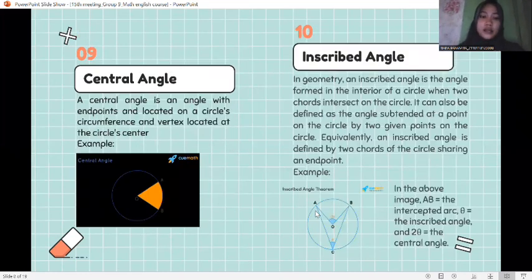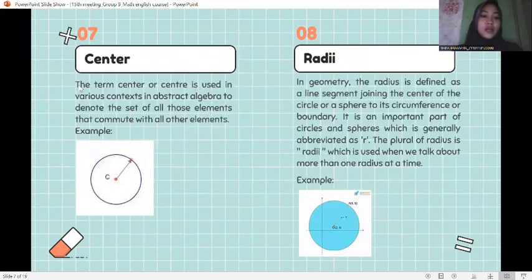Okay, next is center. The term center is used in various contexts in abstract algebra to denote the set of all those elements that commute with all other elements. The example is from the picture here. We have a center here.